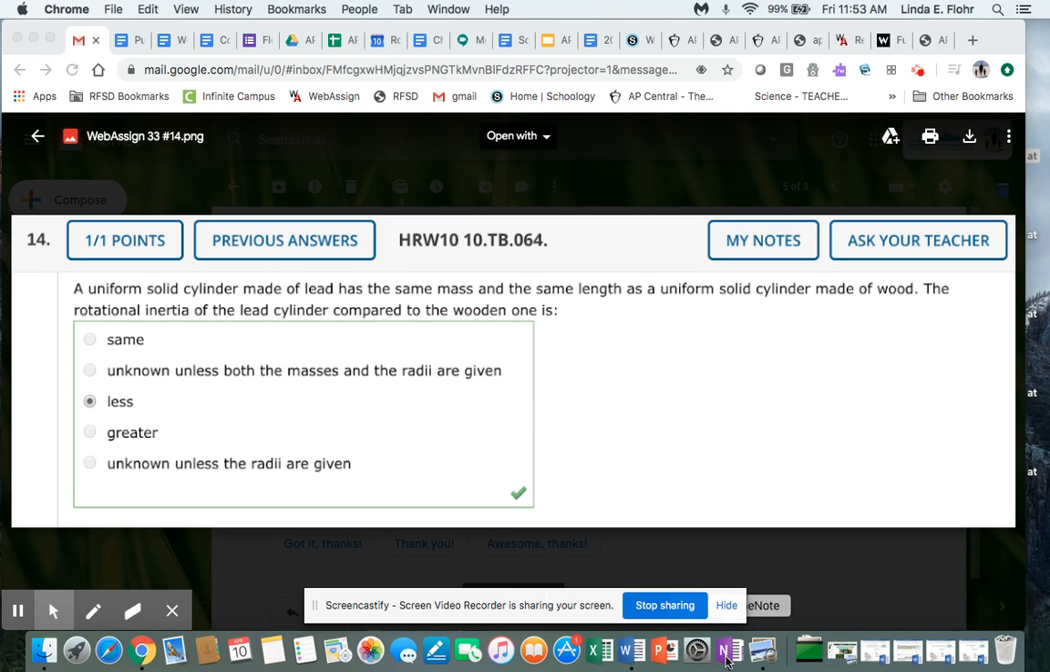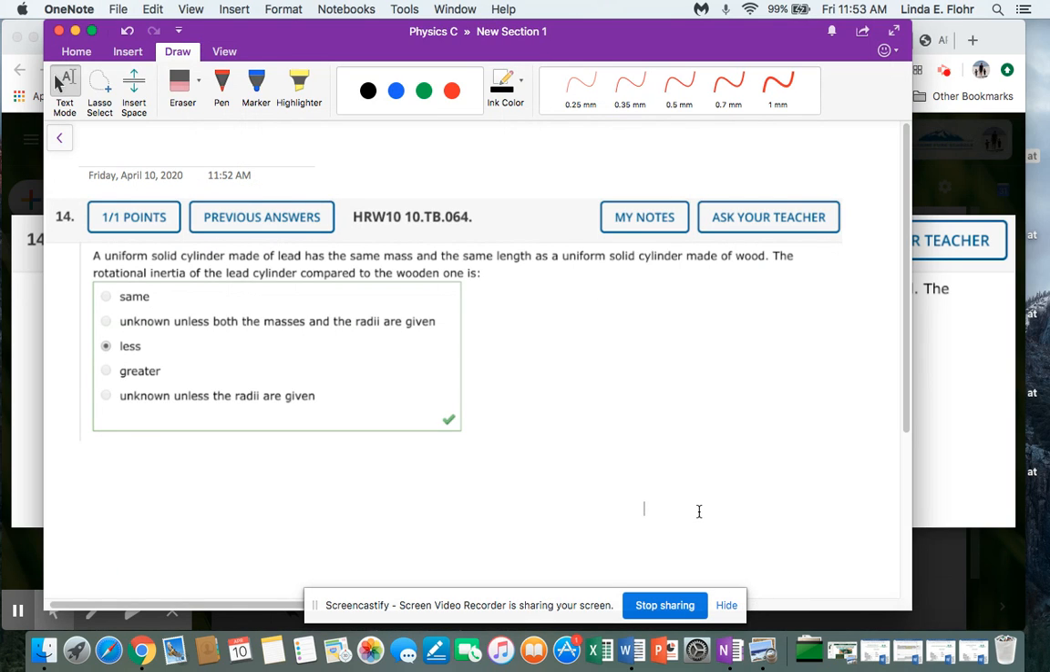All right, guys, I had a question on one of the multiple choice questions, and that's a good problem. It says a uniform solid cylinder made of lead has the same mass and the same length as a uniform solid cylinder made of wood. The rotational inertia of the lead cylinder compared to the wooden one is question mark. Now, of course, we see the right answer here is already less.